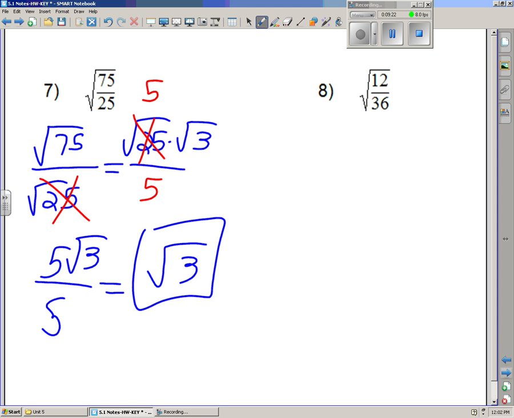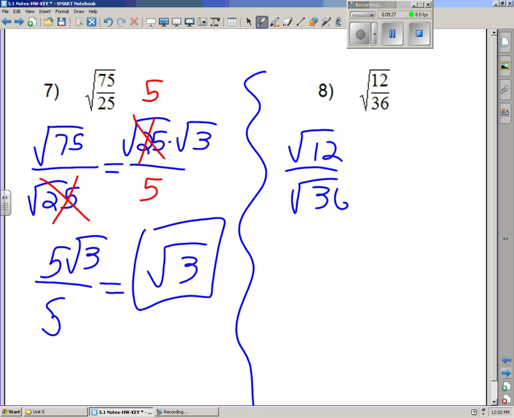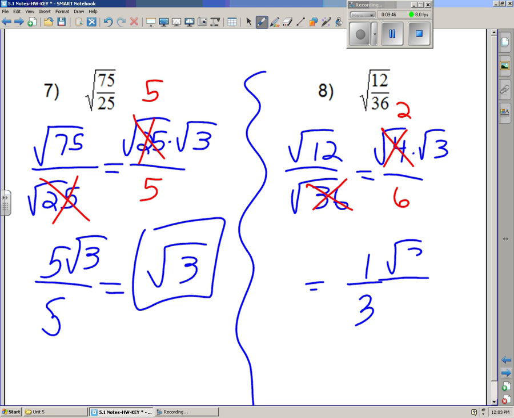This should be, I think, the last one. Rad 12 over rad 36. Well, rad 36 is just 6. Rad 12 can be broken down into rad 4, rad 3. Rad 4 is just 2. I'm going right to the simplified form. 2 over 6 is just 1/3, and I can't forget that I've got a rad 3 still in the top. Now here's the deal. The 1 is not necessary. If you wanted to just have your answer as rad 3 over 3, not a big deal.